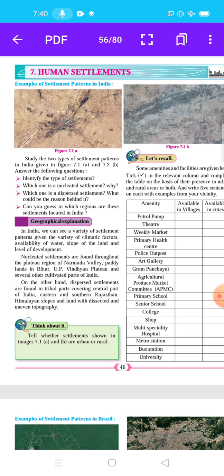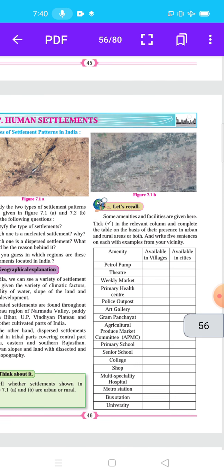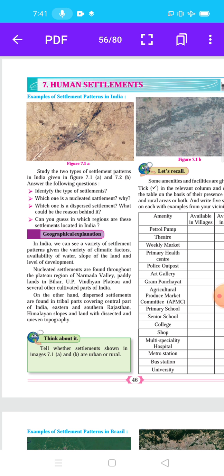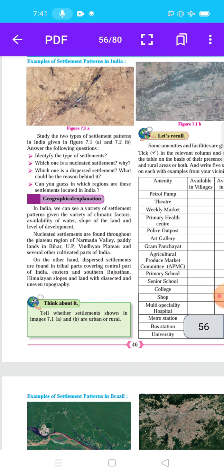What could be the reason behind it? The dispersed settlement in 7.1b is observed due to unsuitable topography. Unsuitable topography in 7.1b means rivers, seas, valleys are different. Then the next question is, can you guess in which regions of India these settlements are located?